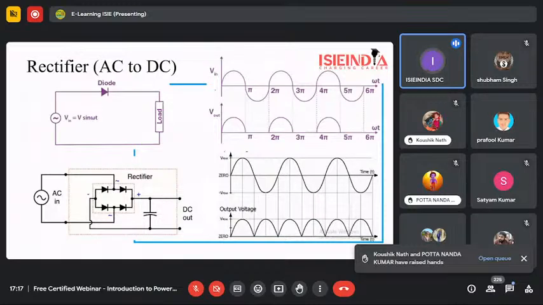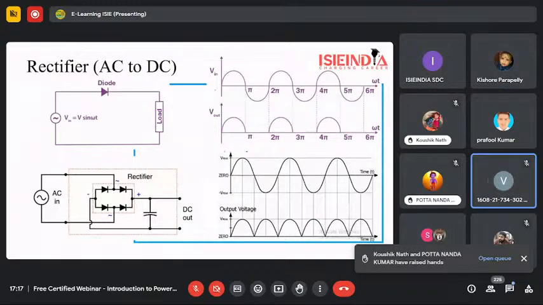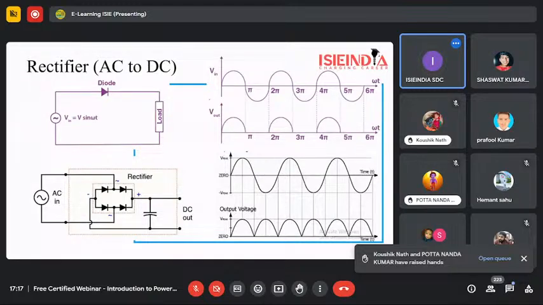First of all, on the screen you can see a rectifier. What does a rectifier do? It converts AC to DC. We will talk about it in more detail, on the screen.